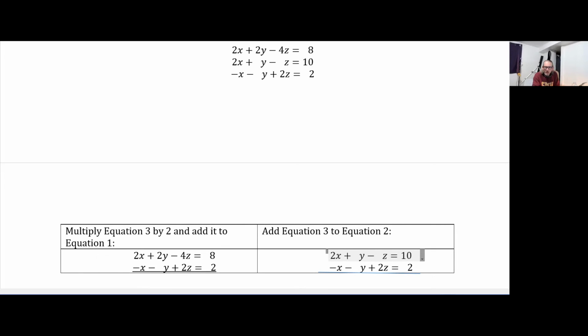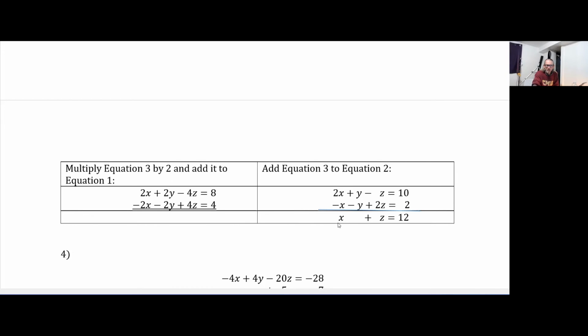All right, I've just copied down each pair. I haven't done any of the multiplication yet, let alone the adding. You'll see the multiplication first and then the adding. Here's the result of multiplying equation 3 by 2, and I'm about ready to add that to equation 1. I don't have to do any multiplication with equations 2 and 3 to get some cancellation. In fact, I've done the addition on the second pair first to get x plus z equals 12. The y's have canceled out.